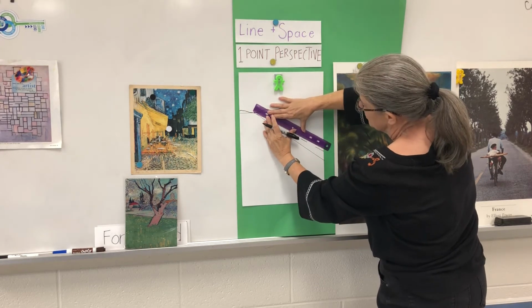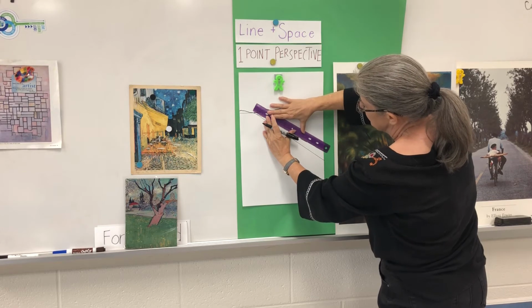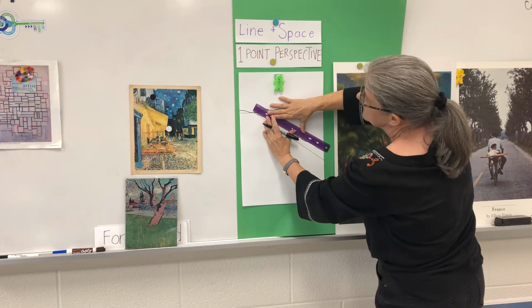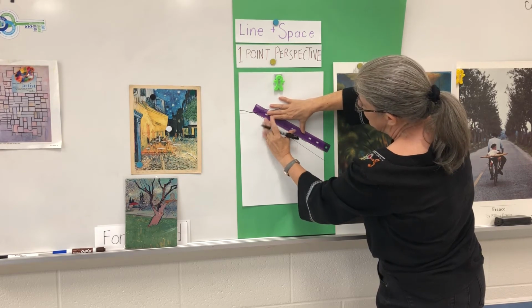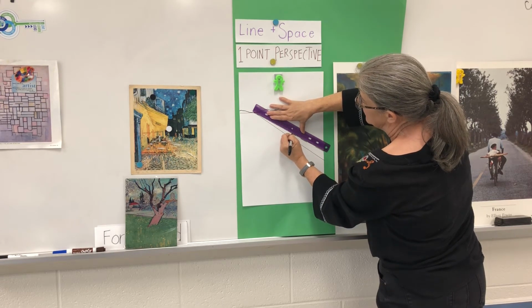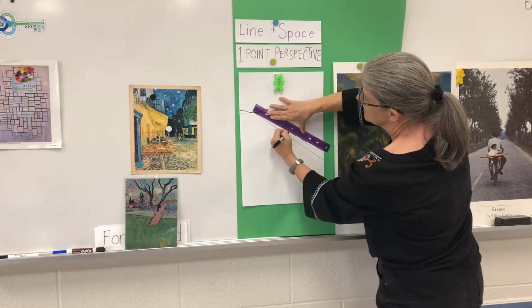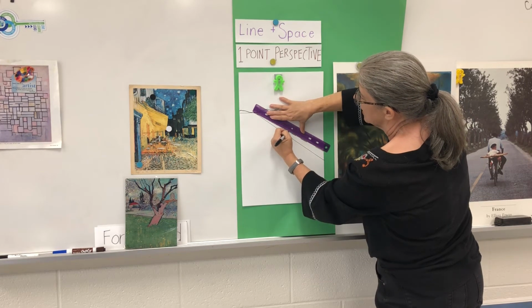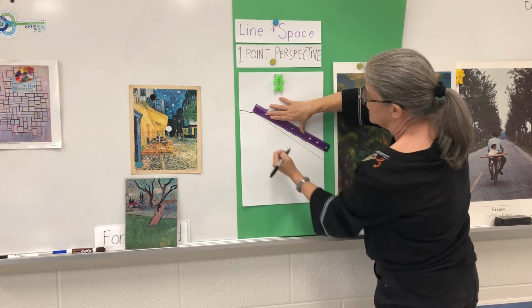That's called the vanishing point. It's where things get so small they vanish. You can't see them anymore. And I'm going to skip a shorter amount of space, and make a line that's shorter. I'm going to do that another time. Smaller space, shorter line.